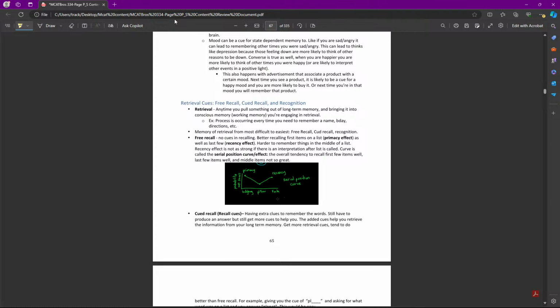The curve is called the serial position curve. Overall, the tendency is to recall the first few items well, the last few well, and the middle items not so great.